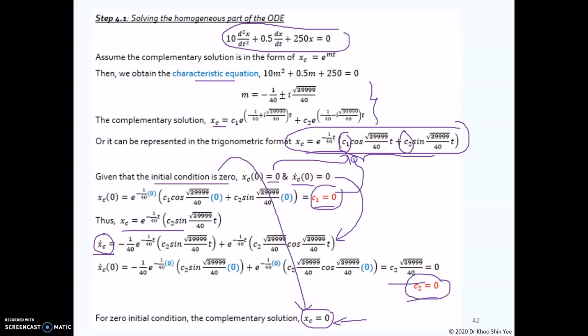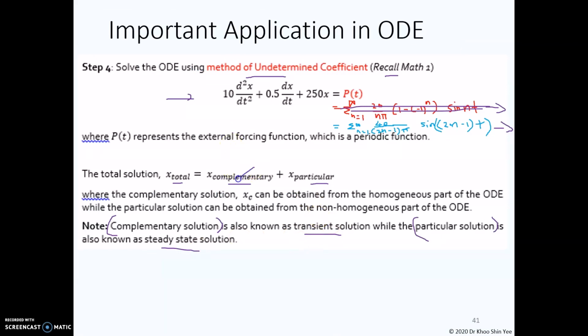So substitute back the c1 and c2 inside this formula, calculate it, you should obtain your xc equal to 0. So bear in mind, if you know the initial condition is 0, then without the need of calculation, you should know the complementary solution or the transient solution is equal to 0. Since initial condition is 0, therefore you obtain 0 complementary solution.